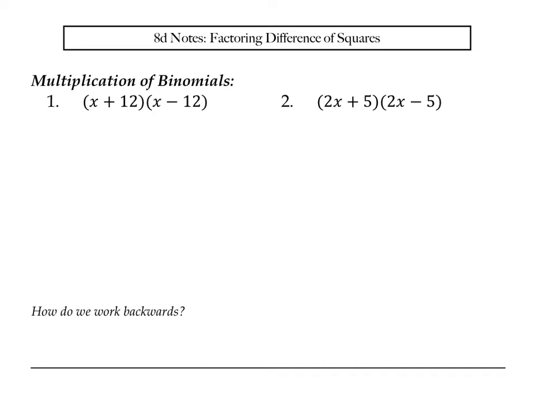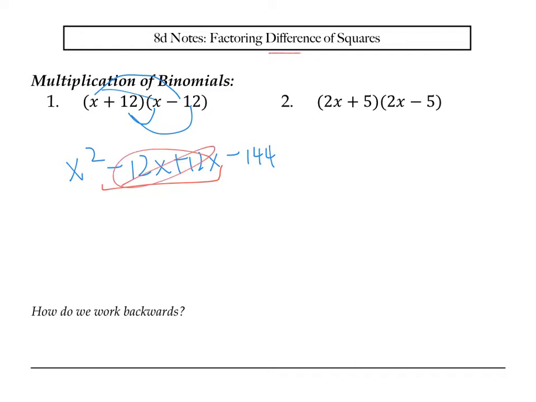So we're multiplying our binomials, and we use our FOIL method. That means we need to multiply our x to both components of the second part, and the positive 12 to both components of our second parentheses as well. So that leaves us with x squared minus 12x plus 12x minus 144. And we always notice what happens when we combine those like terms? Well, they cancel out. That means it's our difference of squares. So we've got x squared minus 144.